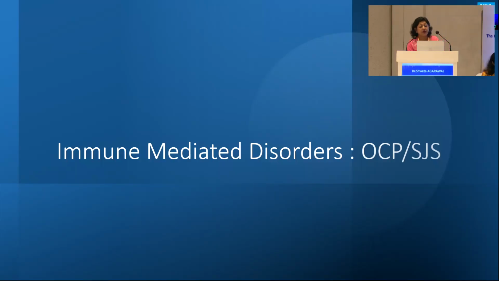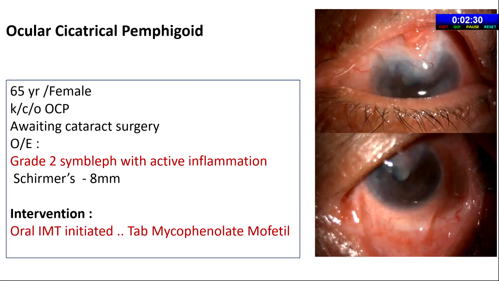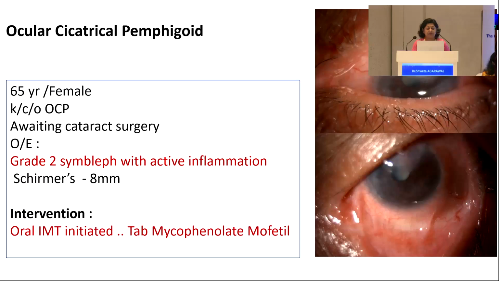Now, when we move on to immune-mediated disorders like OCP and SJS, like was this patient, a 65-year-old known case of OCP, who was awaiting a cataract surgery. Like Dr. Arif brought forth the importance of taking care of the underlying ocular surface disorder. In this patient, she had symblepharon with active inflammation. Eye was moist. We first started her on immunosuppressive therapy, that was mycophenolate mofetil along with oral steroids.